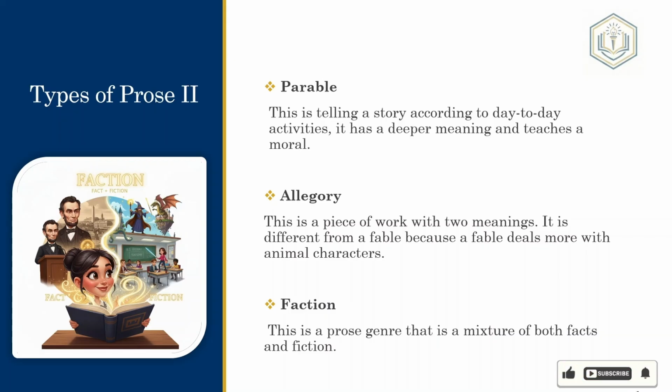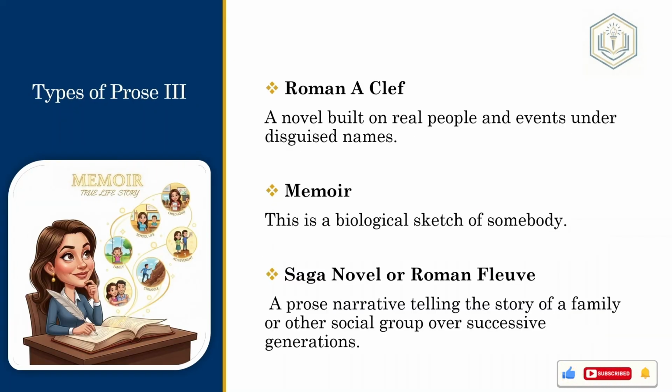So the next thing is Roman à clef. Roman à clef is a novel that is built on real people and events under disguised names. For example, I stay in Lagos State. I decided to build a novel based on people living in my compound. All of my tenants. We have 6 tenants in my house.